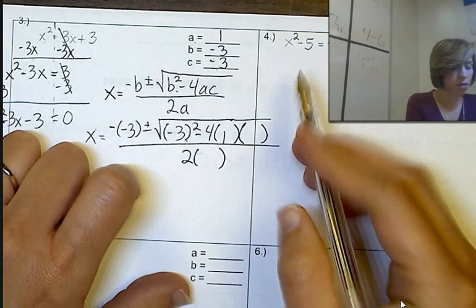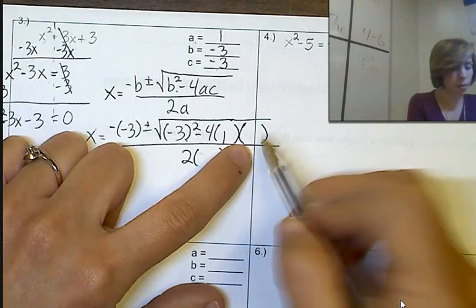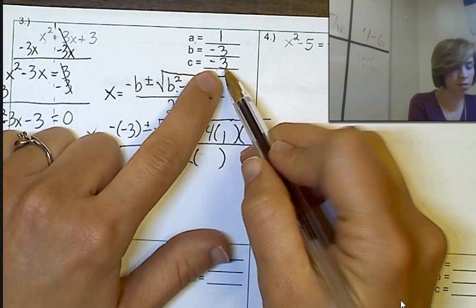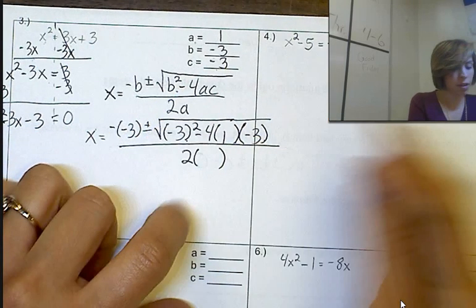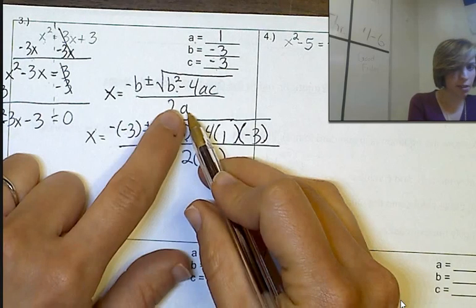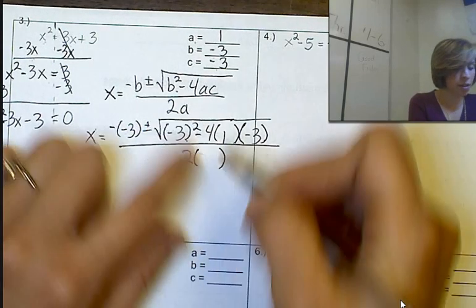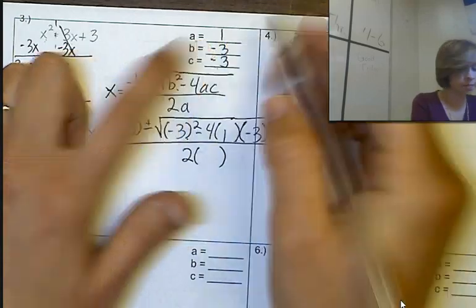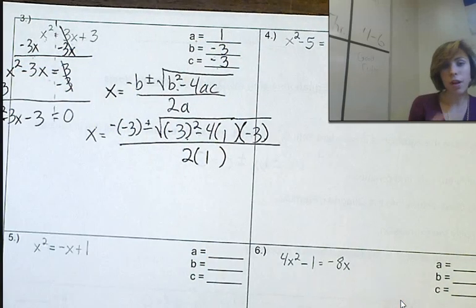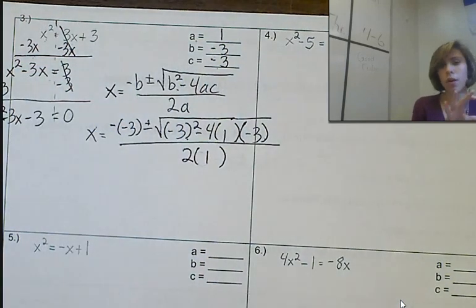My next parentheses is a c. That's going to be negative 3, so I'm going to put in negative 3. Next parentheses, that's a, so my a value is 1. So I'm going to put 1 in here. So I got all my parentheses filled in. Now I'm just going to solve it. Well, you could put it in the calculator, but I kind of like to do it step by step, and I'm going to show you how I do that.